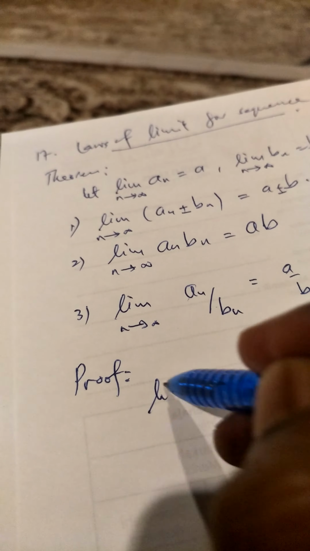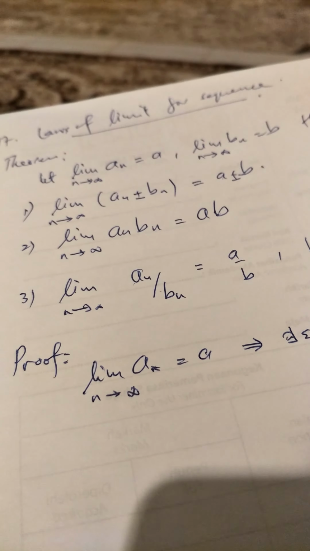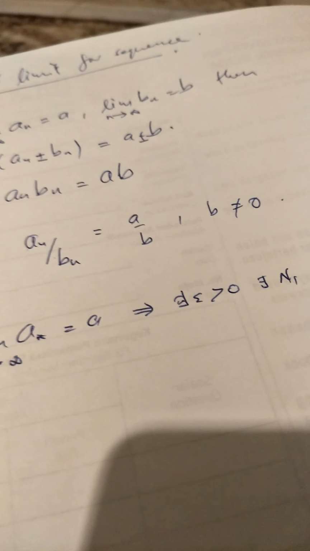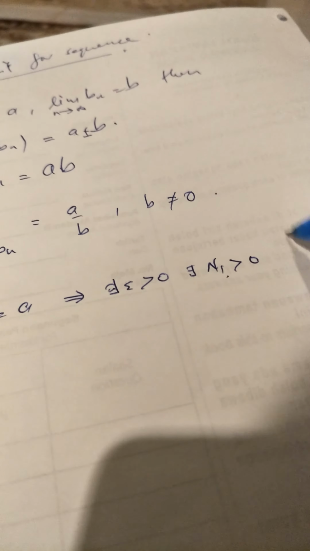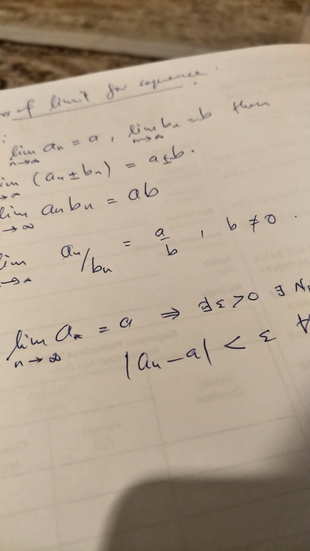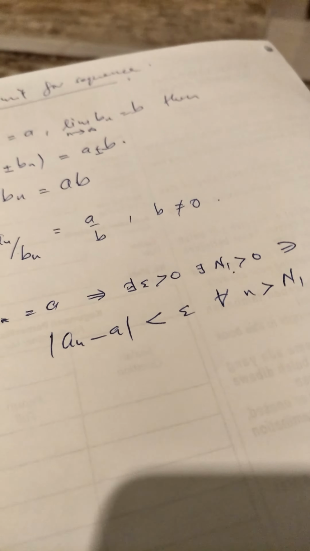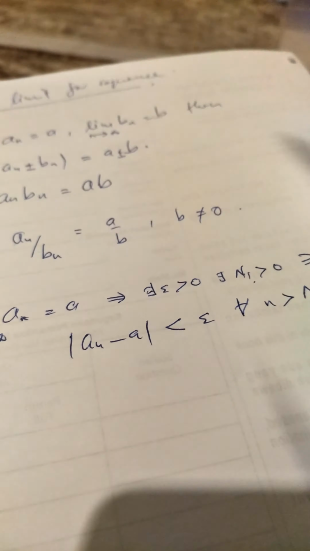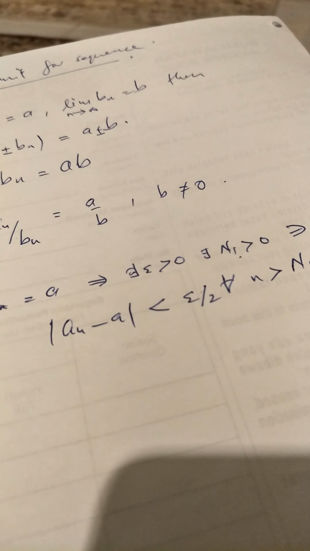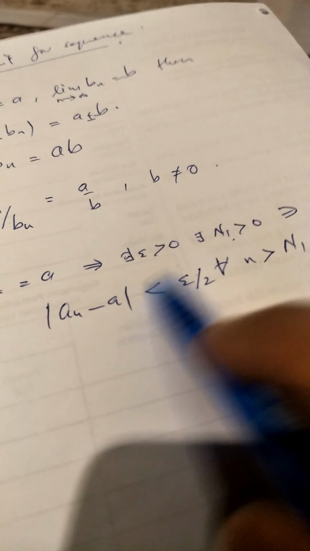For the proof, we have the limit of an is equal to a for n goes to infinity. So by definition, given any epsilon positive, we can find n1, say positive. Why do we choose n1 here? Because we have an and bn. Such that |an minus a| is less than epsilon for all n greater than n1. In this case we have two, an and bn, so I choose epsilon over 2. The reason you can see in the next step.